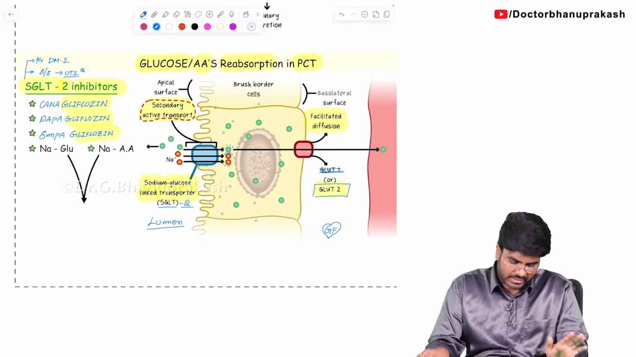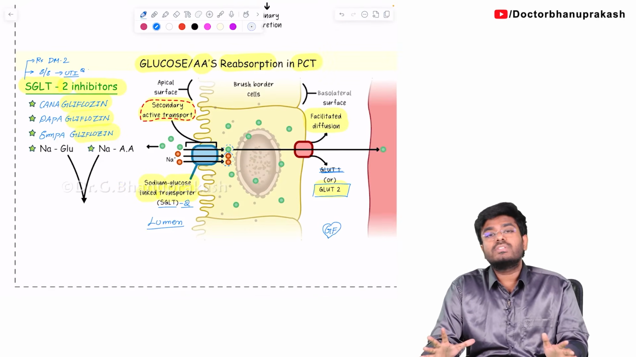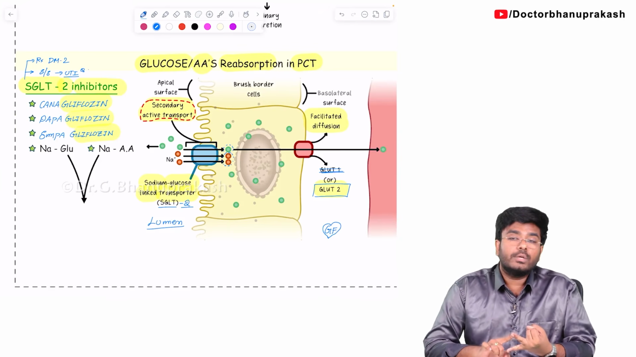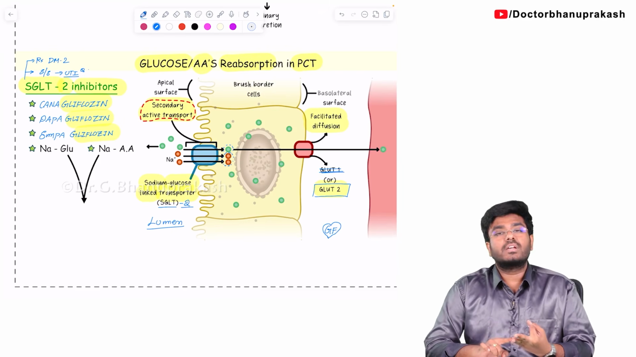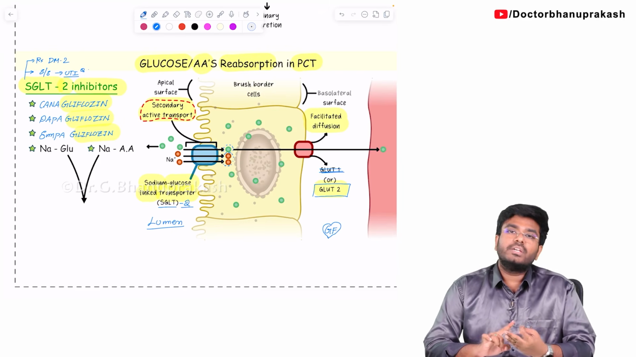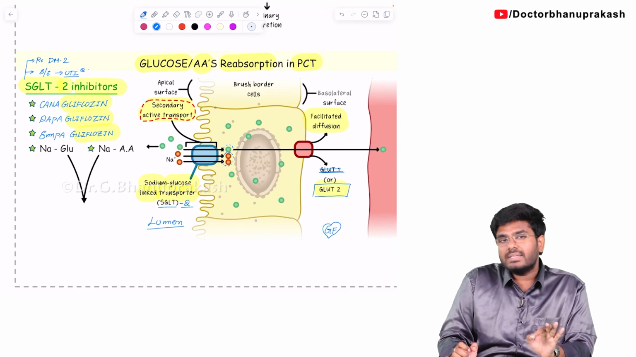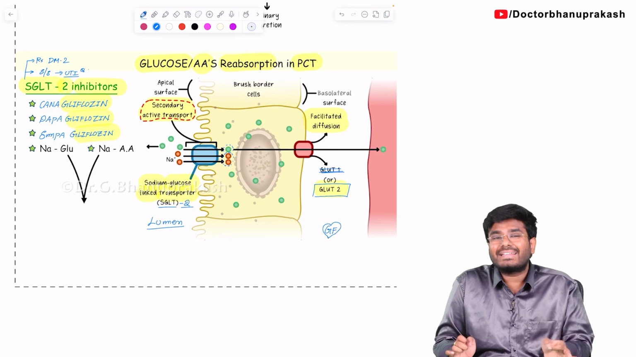So with this, what have we completed? We have completed how glucose reabsorption occurs. Glucose reabsorption occurs along with sodium with the help of the SGLT2 transporter. SGLT2 transporters are examples of secondary active transport. GLUTs are examples of facilitated diffusion. SGLT2 inhibitors are used in the treatment of type 2 diabetes mellitus. The problem with them is glucosuria and urinary tract infections.